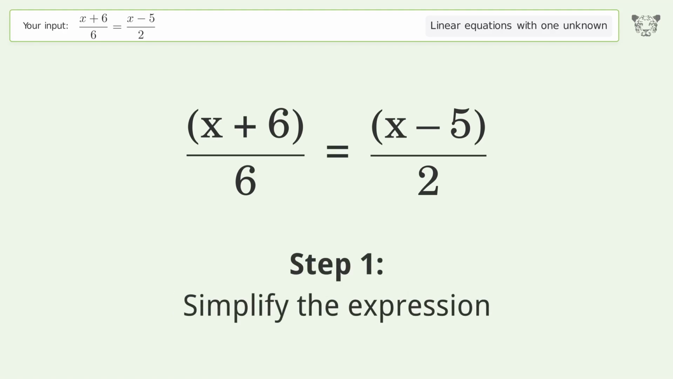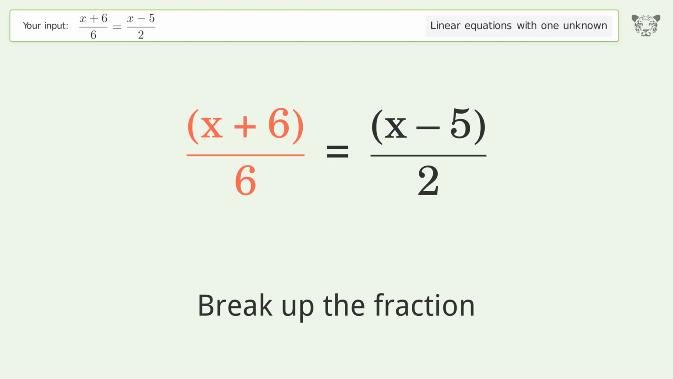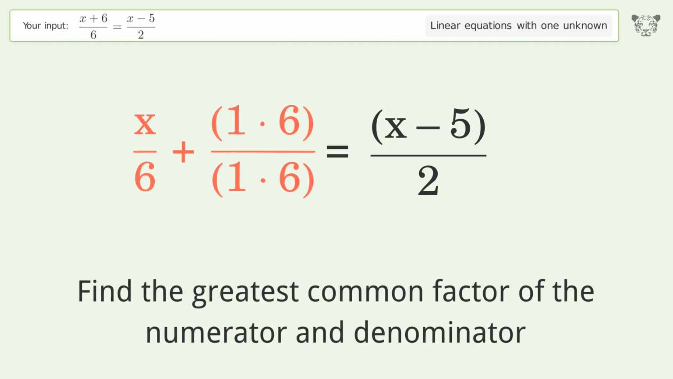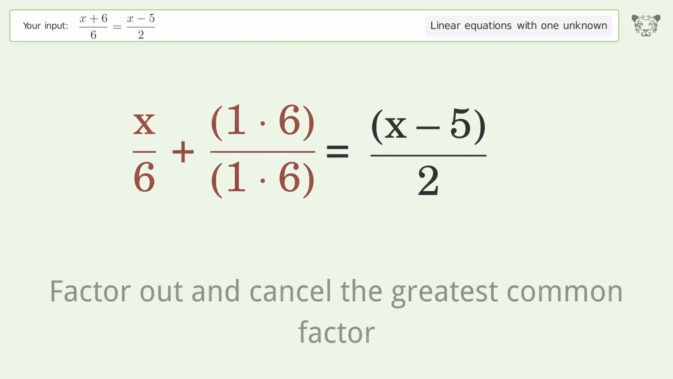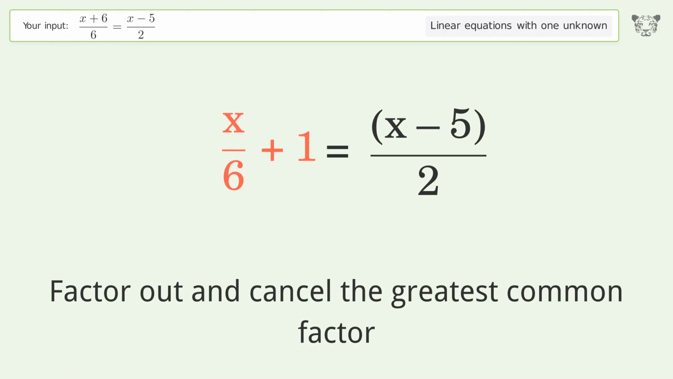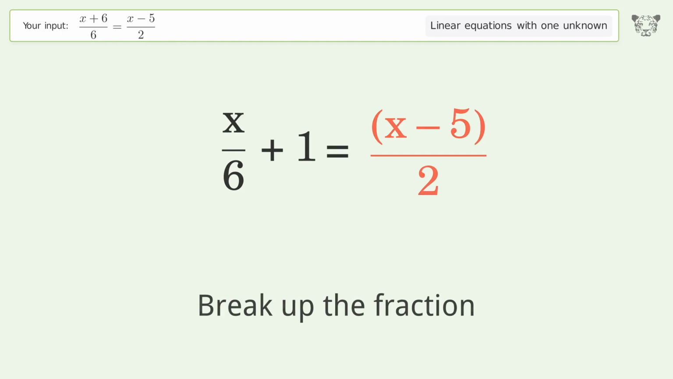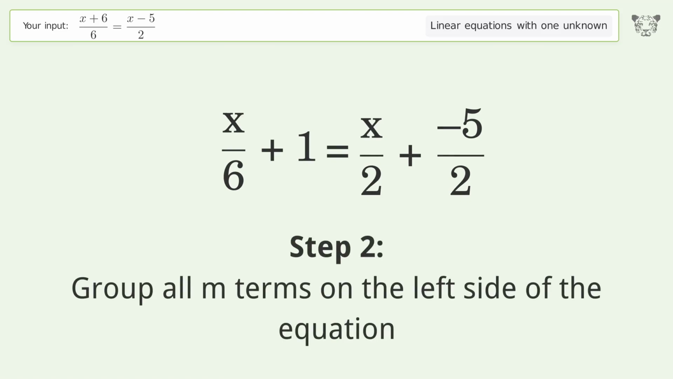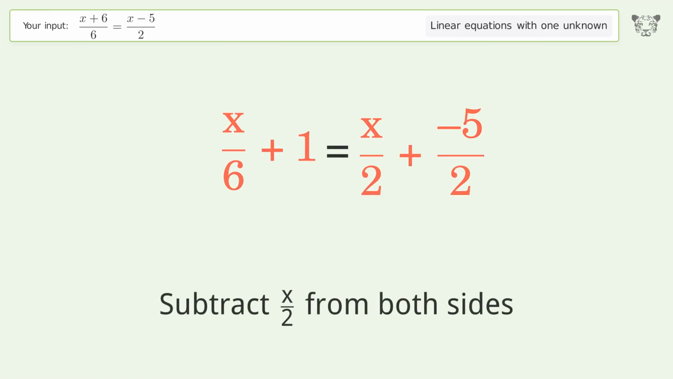Simplify the expression. Break up the fraction. Find the greatest common factor of the numerator and denominator. Factor out and cancel the greatest common factor. Break up the fraction. Group all m terms on the left side of the equation. Subtract 10/2 from both sides.